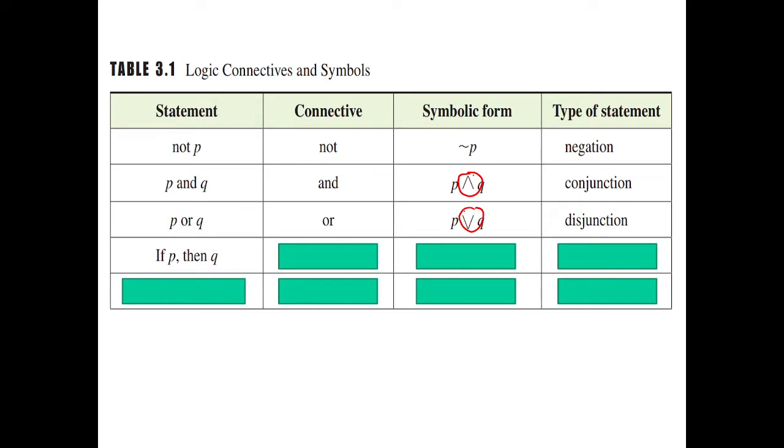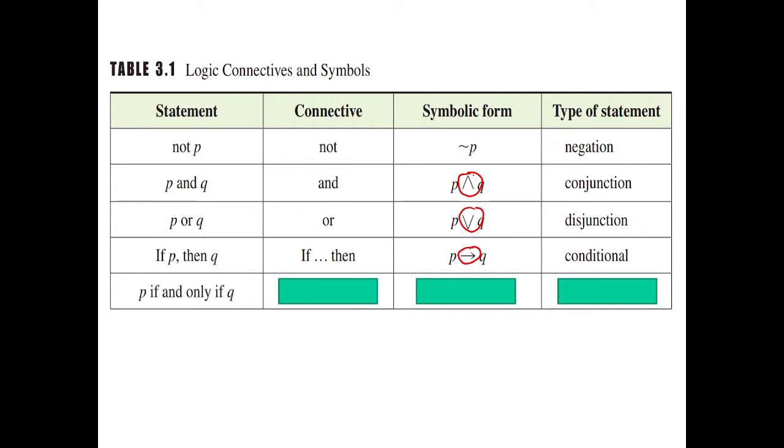The next statement is if P then Q. Our connective is if then. This is the symbolic form. If I have an if then statement, this is the symbol for implication, and this is what you call a conditional statement. And lastly, if I use if and only if, that is my connective in the last statement. In symbolic form, it's a line having two arrowheads, and this is what you call a biconditional.